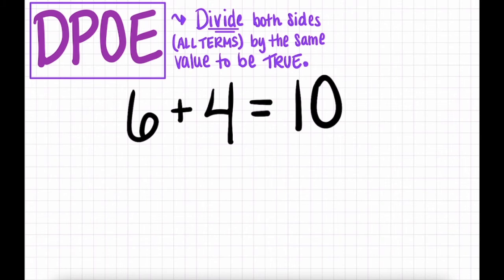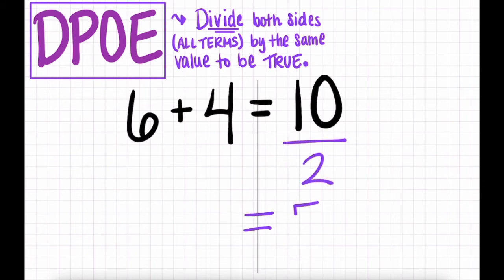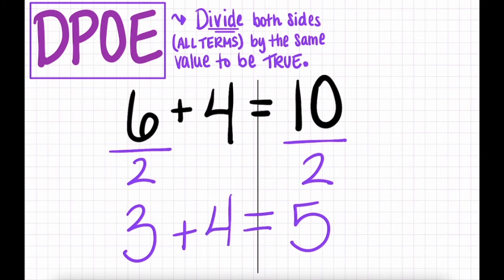This equation, a little more complex, but still true. 6 plus 4 does equal 10. My line is separating the left side from the right, and I'm going to start by dividing 10 by 2, which means the right side of my equation now has a value of 5. Here's my question. Which term on the left am I going to divide by 2? 6? 4? Let's start with 6. 6 divided by 2 equals 3. Bring down the 4. Does 3 plus 4 equal 5? Not a true equation. 3 plus 4 is 7. This equation is no longer true.